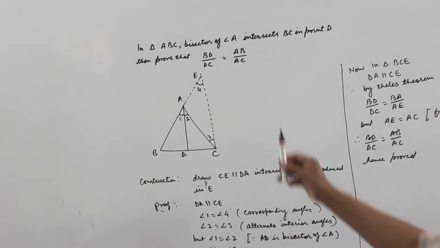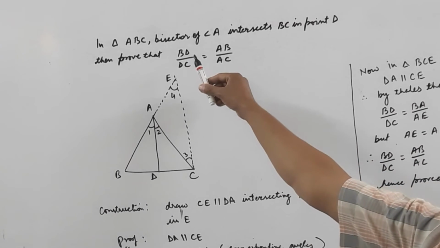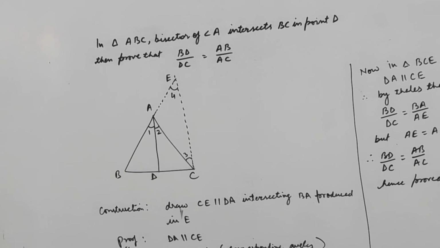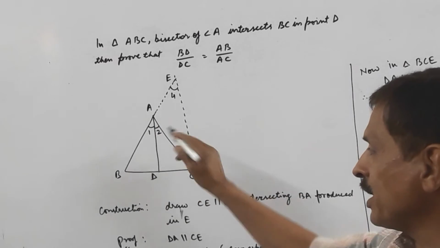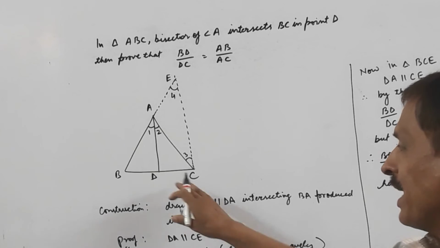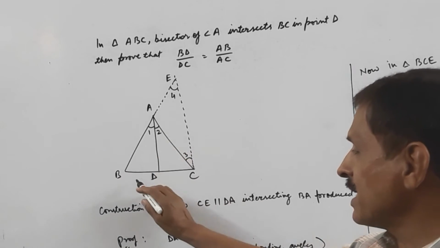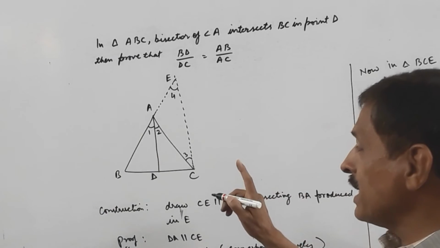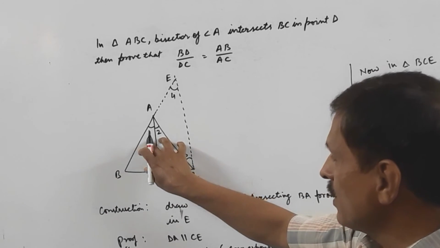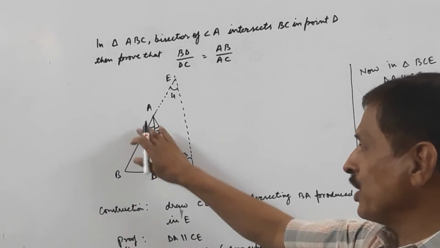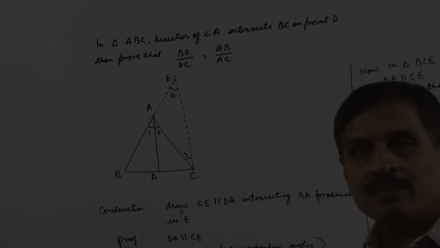In fact, this question may also be considered as a theorem, and that is internal angle bisector theorem. So this is the internal angle bisector. It divides the opposite side in the ratio of sides containing this angle, that is BD upon DC is equal to AB upon AC. So AB, AC are the two sides containing this angle. So this angle bisector divides the opposite side in the ratio of these two sides.